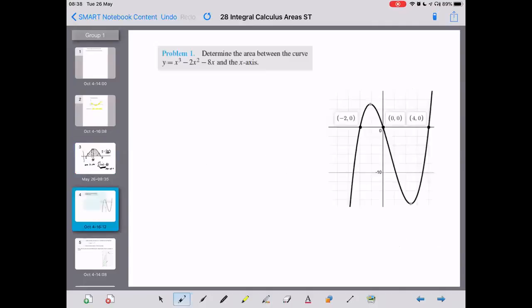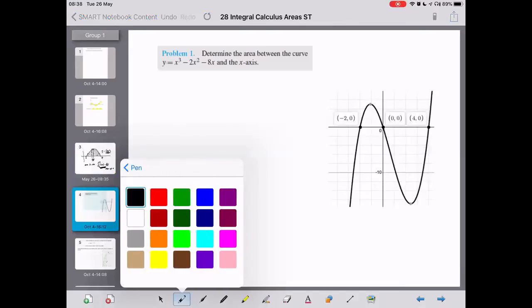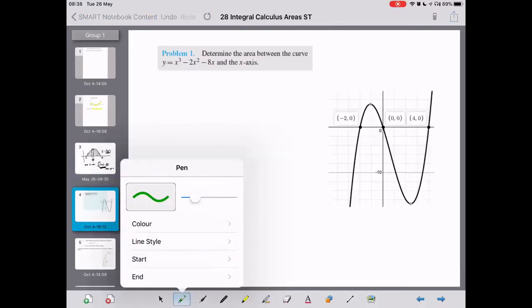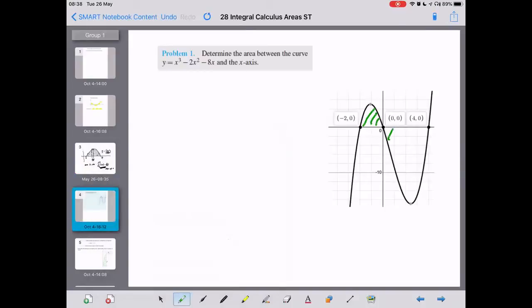So let's have a look at a problem. What we're going to do is determine the area between the curve x cubed minus 2x squared minus 8x and the x-axis. So we're going to find the area here, and I'm going to find the area of this bit and the area of this bit.